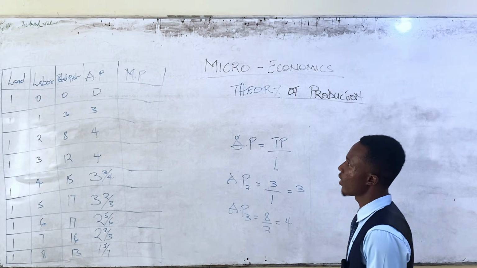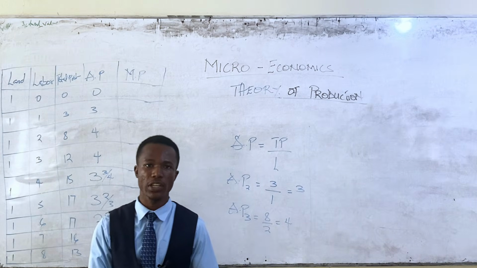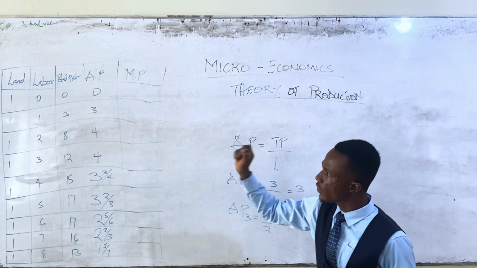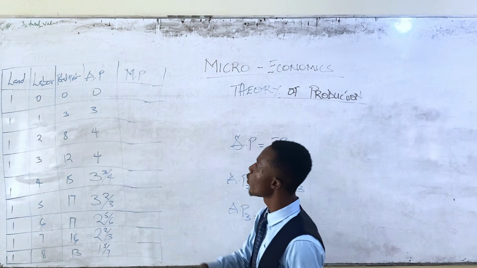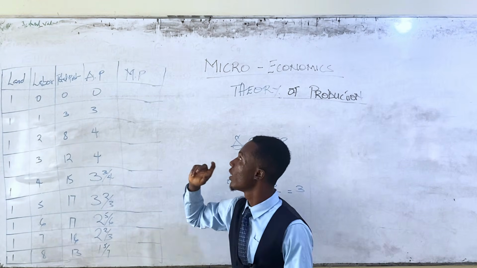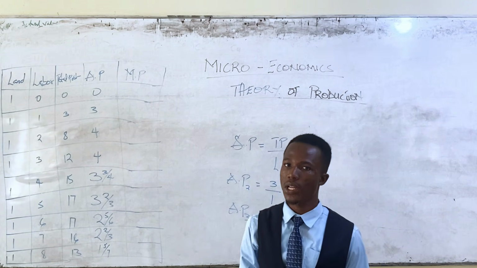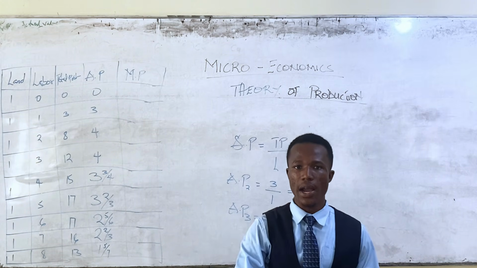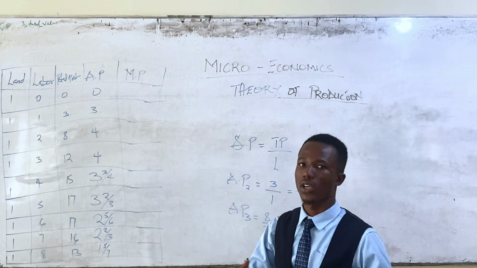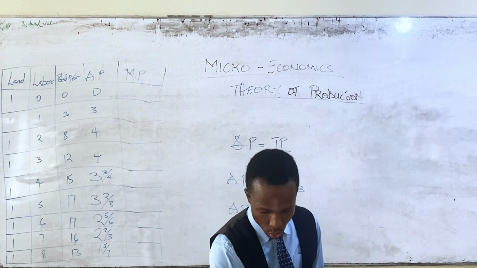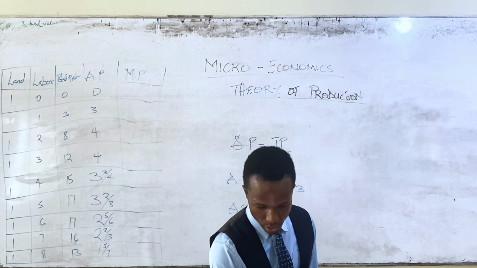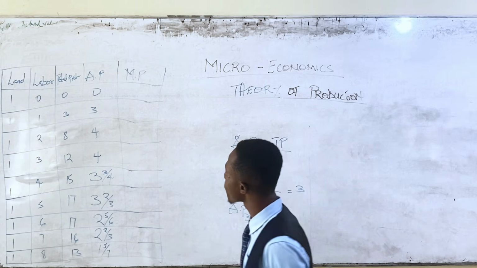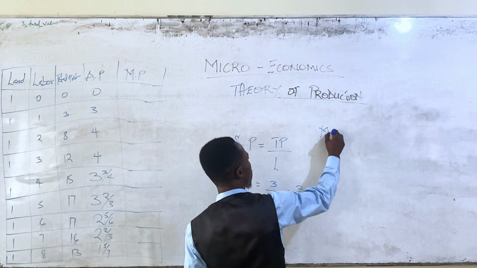Now let's look at the marginal product. For the marginal product, we are talking about the difference in total product divided by the difference in labor. So when you pick the marginal product at level 2, it is the total product at level 2 minus total product at level 1, divided by labor at level 2 minus labor at level 1. That is what we are going to do for marginal product.